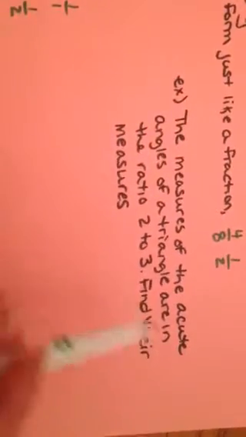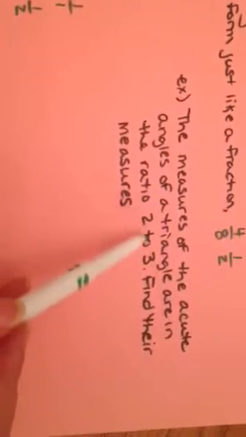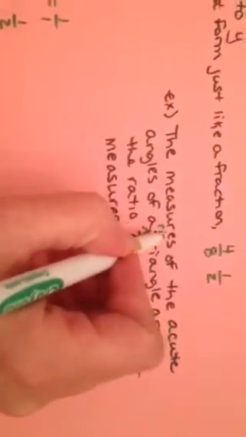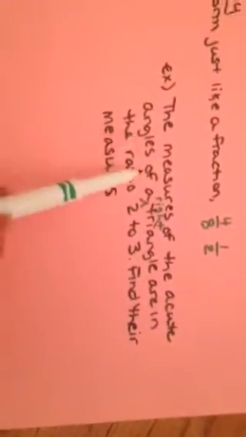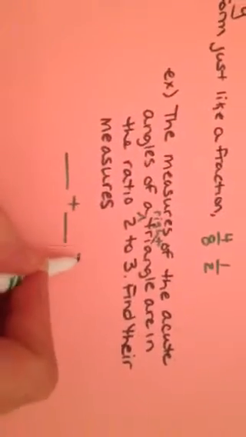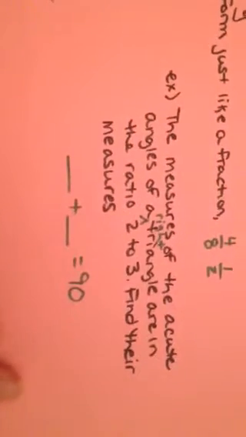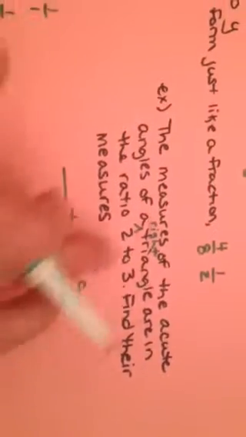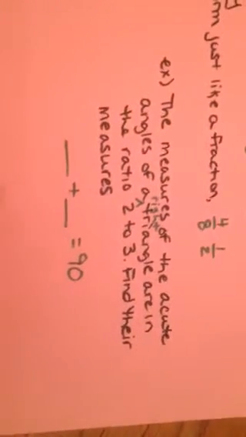All right, so sometimes you're going to have word problems. The measures of the acute angles of a triangle are in the ratio of 2 to 3. Find their measures. Oh, my bad, this should have been right triangle. So the measures of the acute angles of a right triangle are in the ratio of 2 to 3. So that means I have two angles that add up to 90 degrees, because it's the two acute angles that add up to 90, because that plus the other 90 is 180.